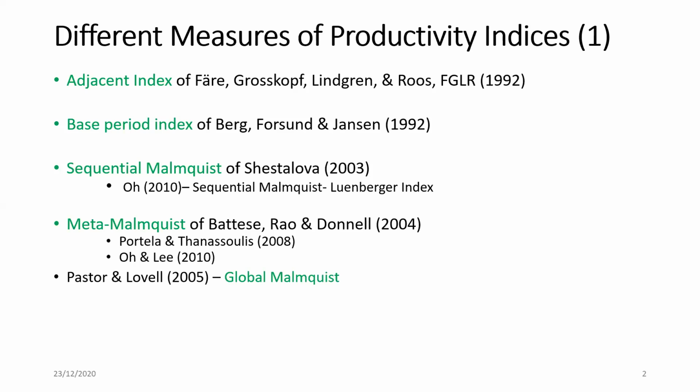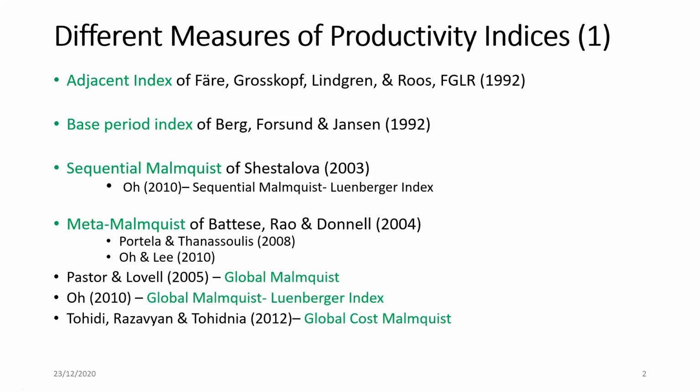So there are so many Malmquists. And then we have the global Malmquist Luenberger by O. Remember, you can see that O and Lee wrote 2010. O alone wrote 2010. That's the Malmquist Luenberger. And then you have the global cost Malmquist. That is by Tohidi et al. Global cost Malmquist. Now you already know the cost Malmquist, but there's a global cost Malmquist. Is it necessary? Well, maybe not, but it depends on some situations.